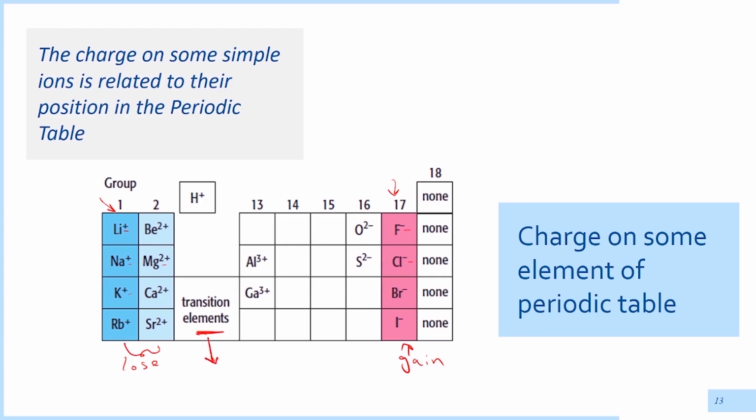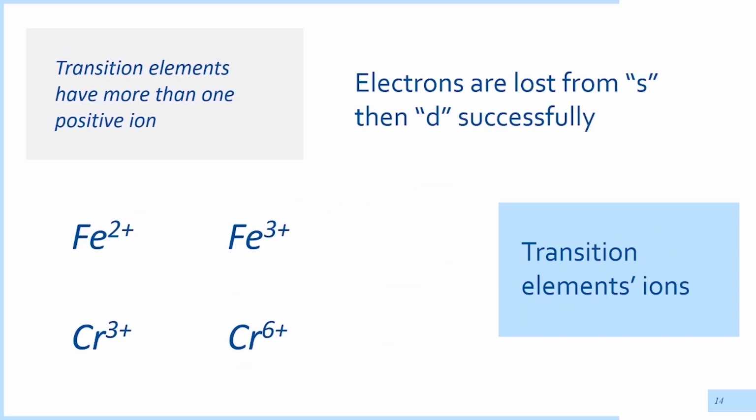For transition elements, they tend to lose electrons from the s, then d orbitals successively. So they have more than 1 positive ion. For example, iron 2+ and iron 3+, and chromium 3+ and chromium 6+.